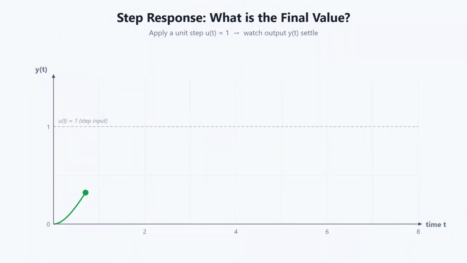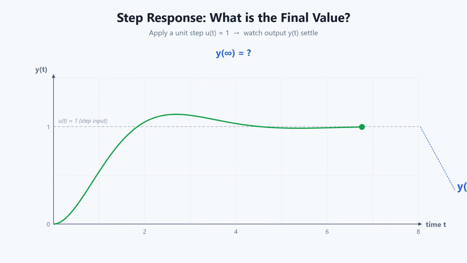When we apply a step input to a stable system, the output rises and eventually settles at a final value. That final value, y of infinity, is what we want to find. Today we will use the final value theorem to compute it directly from the transfer function, without solving any differential equations. Here is our problem.